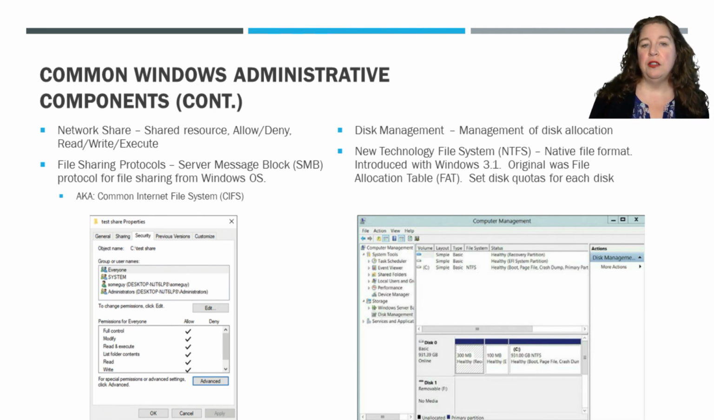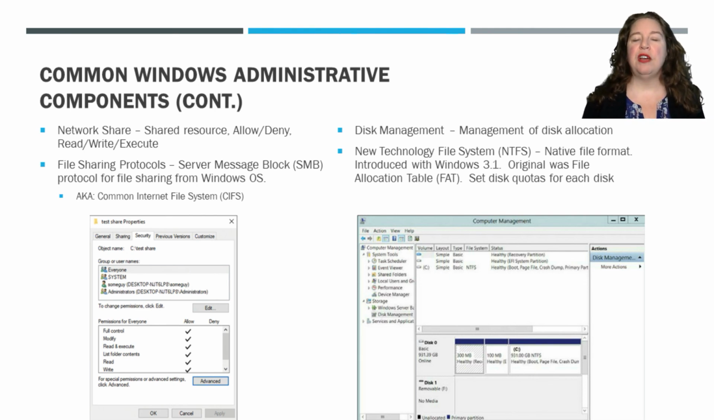When you do your file sharing, you're using the server message block, or SMB, as we talked about in the previous chapter. That protocol is used for file sharing from within the Windows OS. Microsoft came up with the concept of the Common Internet File System, or the CIFS, because they were trying to come up with a way that everybody would use the same thing.